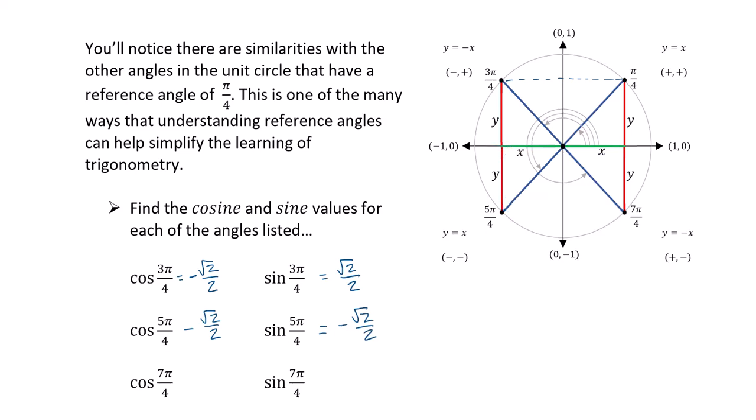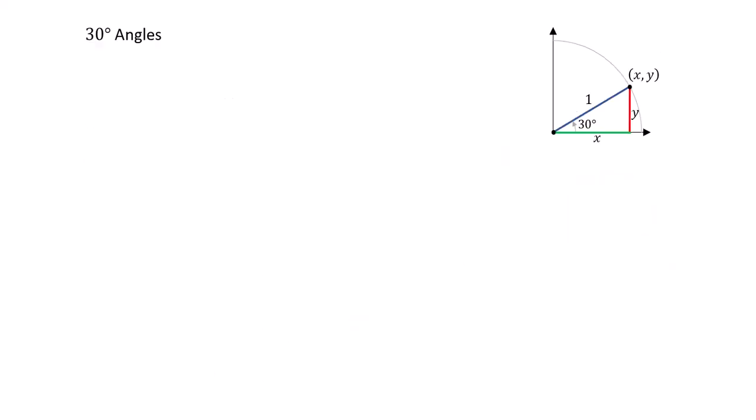Now let's look at 7 pi over 4. Again, the x is the same as the pi over 4, so the cosine is going to be the same. It's going to be the square root of 2 over 2. And for the sine of 7 pi over 4, we had to move down below that x-axis, so I know it's going to have a negative value of negative square root of 2 over 2.